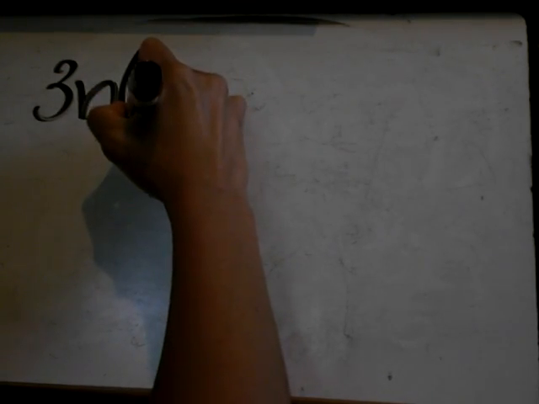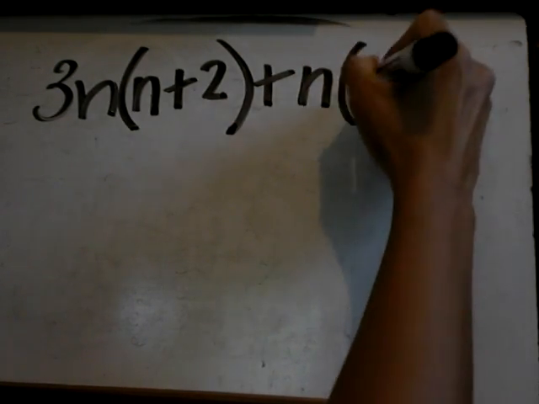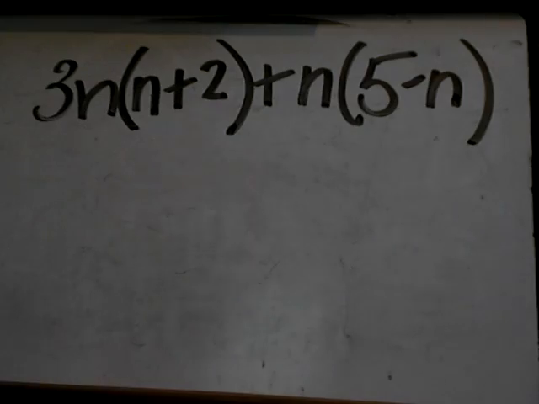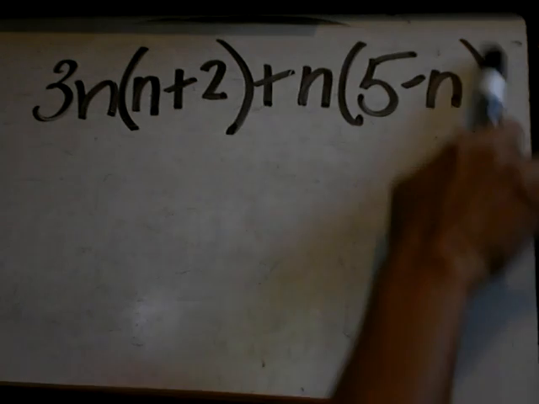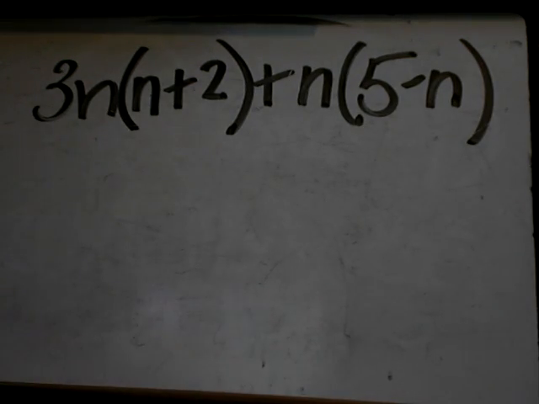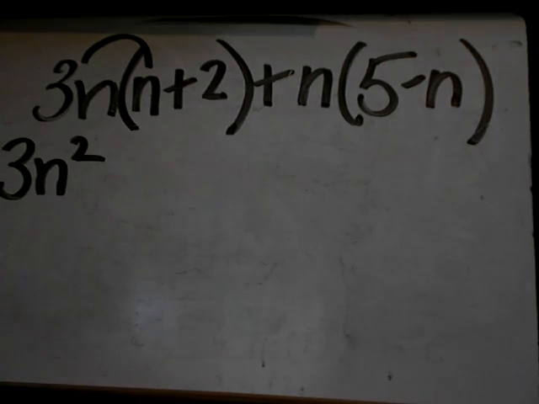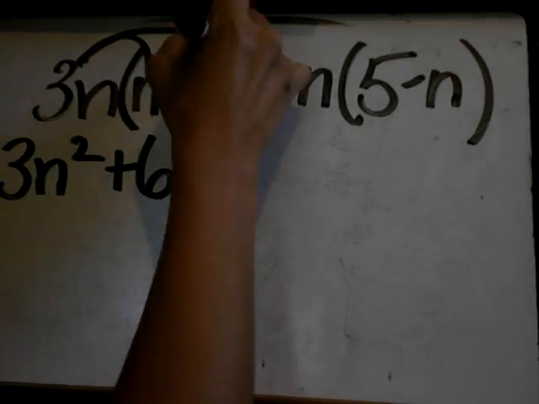Let's say I'd like for you to simplify this problem. Just by looking at it, we can tell we've got a distributive property that we have to do here, and a distributive property that we have to do over here. Let's go ahead and distribute. 3n times n is 3n to the second. 3n times 2 is 6n. So we're done with that.